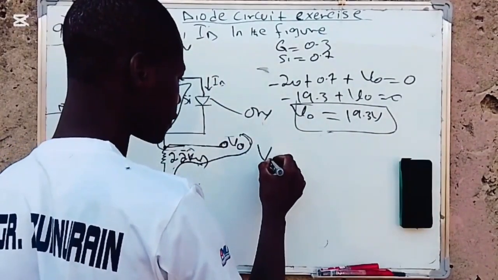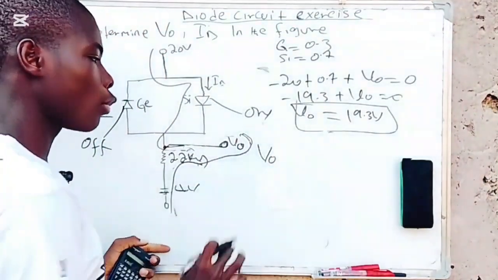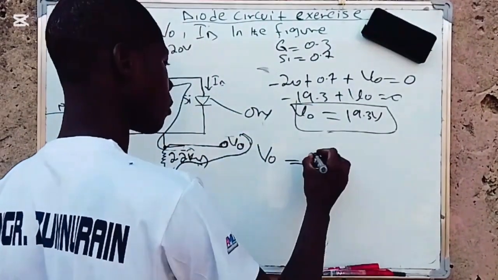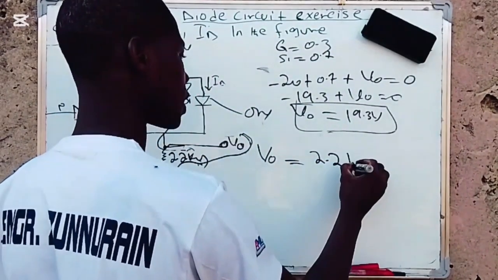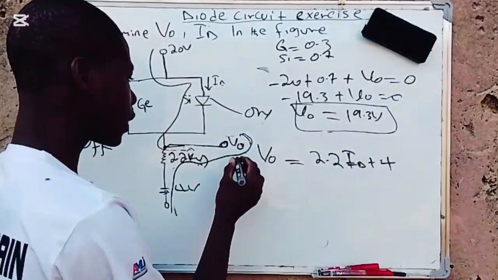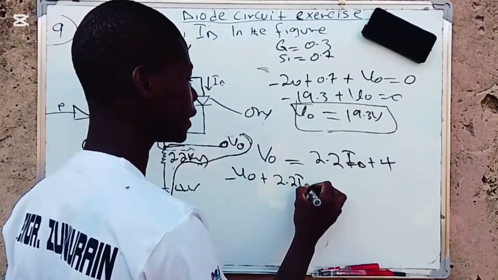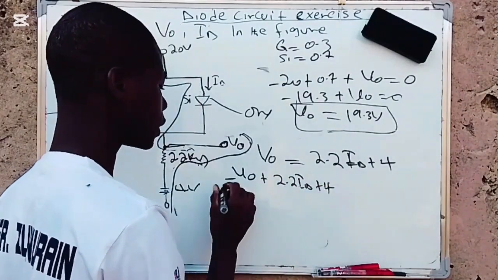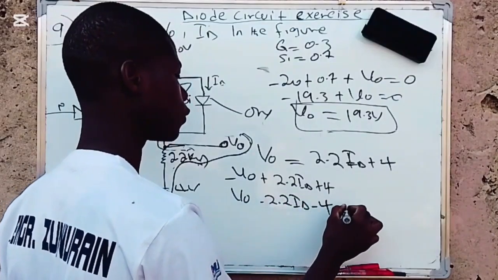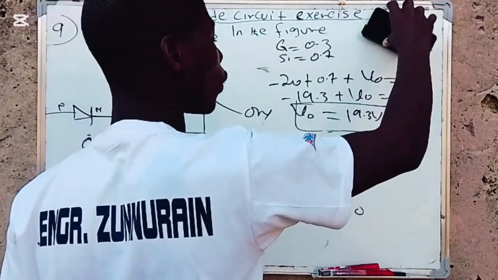When this V0 rises, the rest will drop, and when this drops, the rest will rise. So this should be equal to the sum of 2.2 ID plus 4. Please don't be confused. If this is rising V0, the rest will be 2.2 ID plus 4. If it is rising, the rest will drop: 2.2 ID minus 4. All is the sum of 0.